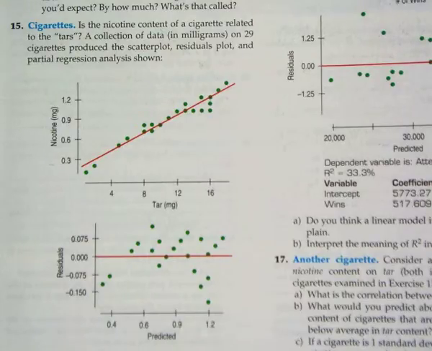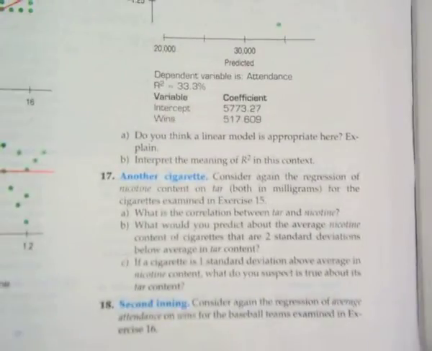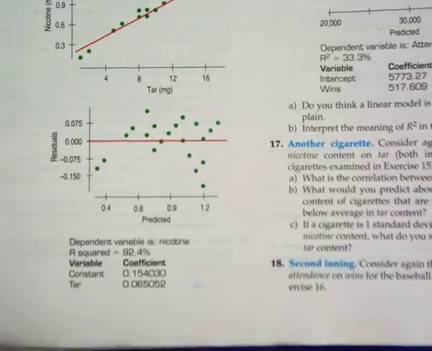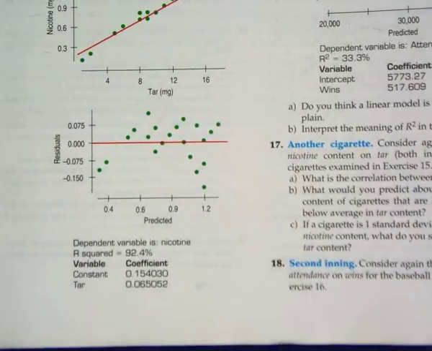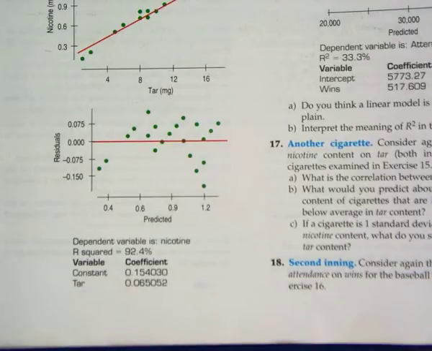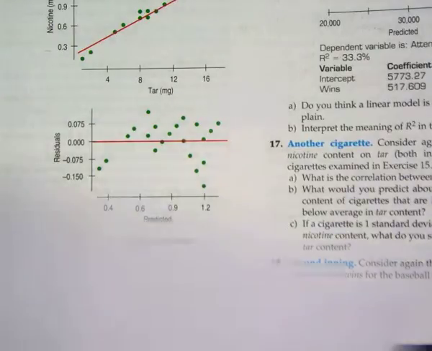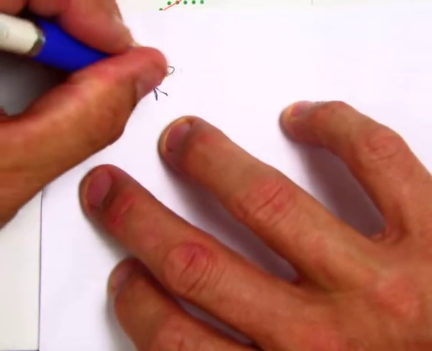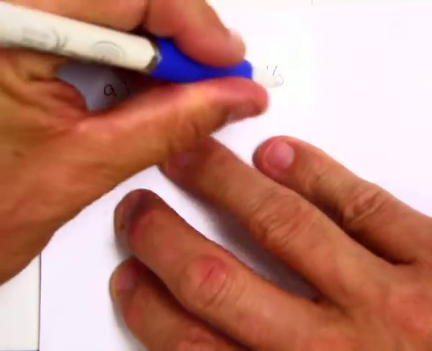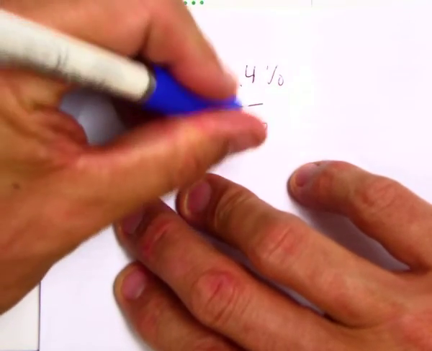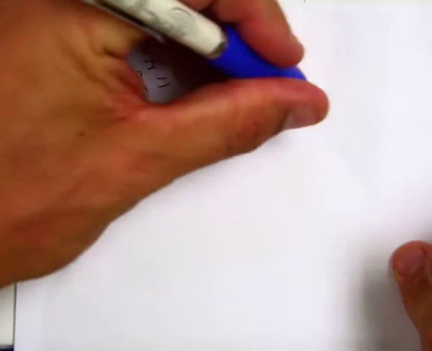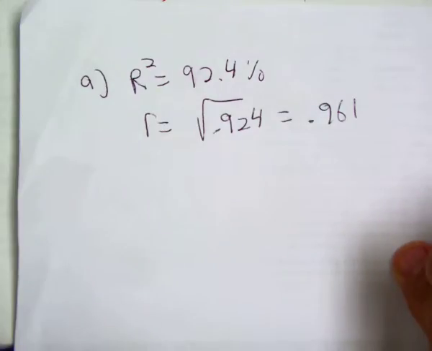All right, so in this problem number 17, we're looking at cigarettes again, and what we're looking at here is we've got to find the correlation. So the first question is, how do we find R? Well, we know that R squared is 92.4%. So if R squared is 92.4%, then R is the square root of 0.924. And the square root of 0.924 is 0.961. So the correlation is 0.961.